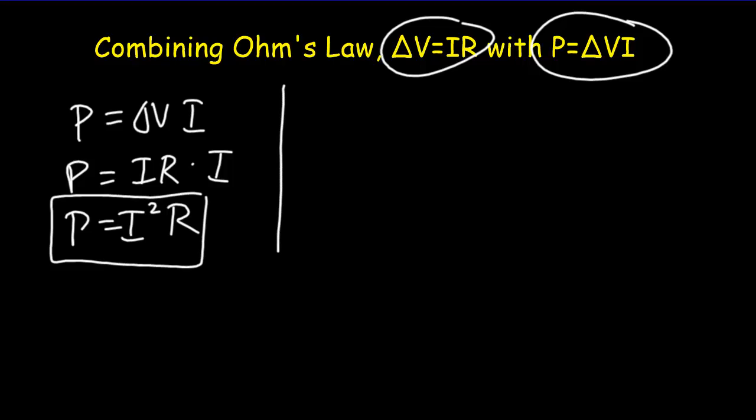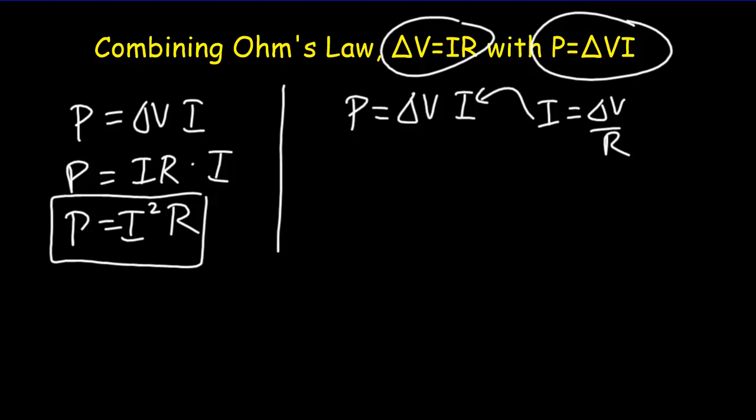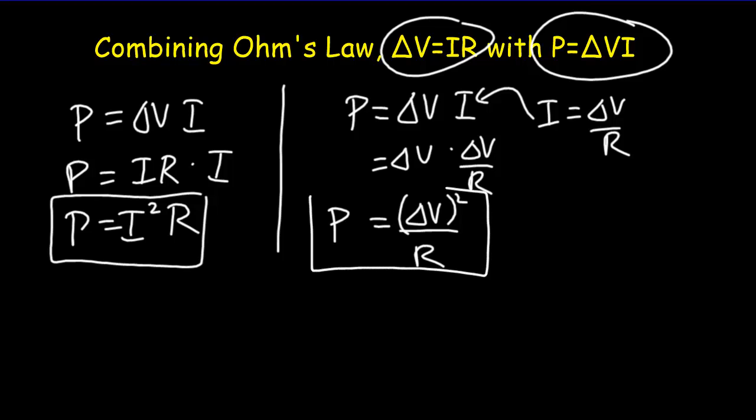Alternatively, we can start with our expression for power and substitute in the fact that I is equal to delta V over R. That's from Ohm's Law. If we substitute that in for I, we get delta V times another delta V over R, to get delta V all squared divided by R. So that gives us now three expressions for power. There's one, there's two, and the third one we had from before. Depending on what information we're given, that will determine which equation we use.